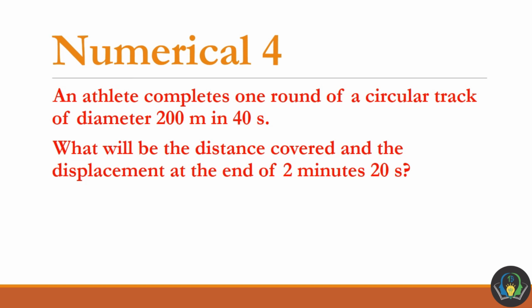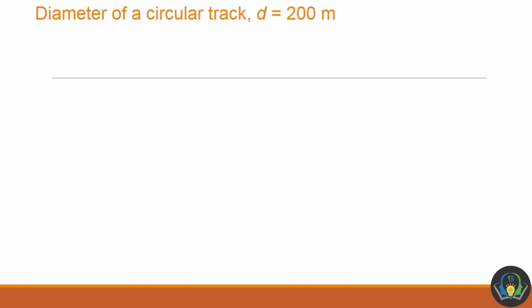Numerical number 4. An athlete completes one round of a circular track of diameter 200 meters in 40 seconds. What will be the distance covered and displacement at the end of 2 minutes 20 seconds? Now this numerical is from the textbook, question number 1 of your exercise, chapter number 8. So let us begin solving this numerical. The diameter of our circular track is 200 meters. Radius of the track will be half of it, so that will be 100 meters.